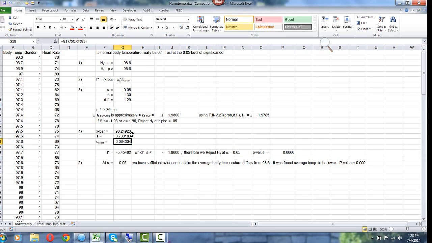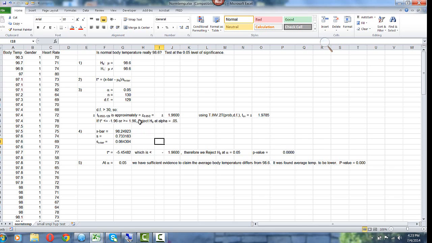Okay, so standard error of 0.064. Now what I can do is find out how many standard deviations x bar is from the hypothesized mean. So I take x bar minus the hypothesized mean divided by the standard error, and I get a pretty big number in absolute terms, a minus 5.45. That's telling me that this sample mean is about 5.5 standard deviations below the hypothesized mean.